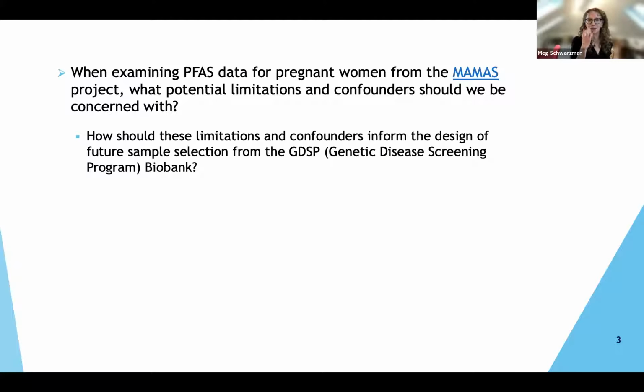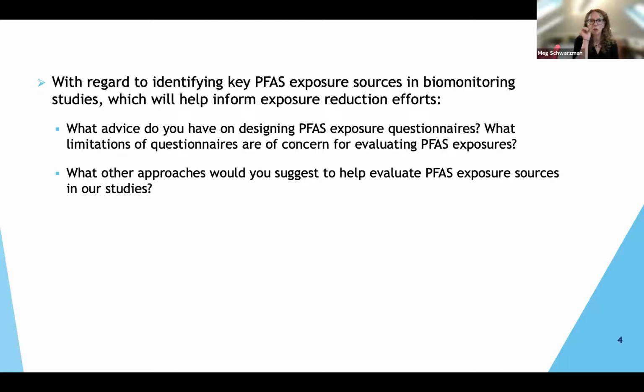The second is, when looking at the PFAS data for pregnant women from the MAMAS project, which is based on the blood spots, what potential limitations and confounders should we be concerned with? And specifically, how should these limitations and confounders inform the design of future sample selection from the GDSP, the Genetic Disease Screening Program Biobank, which is the repository of these blood spots? So thinking about what are the limitations and confounders of that as a sample source and how to keep that in consideration.